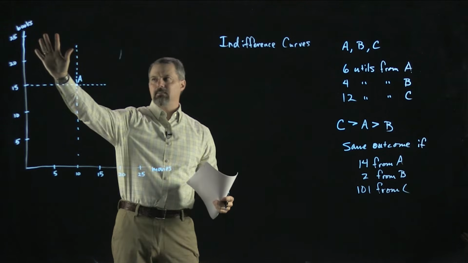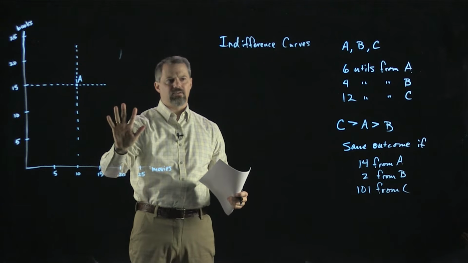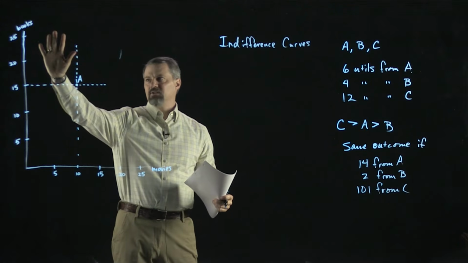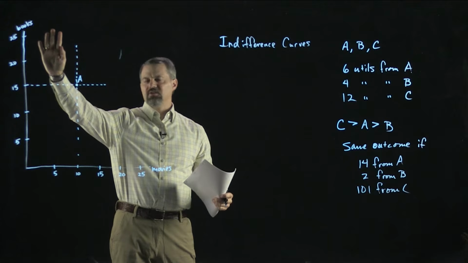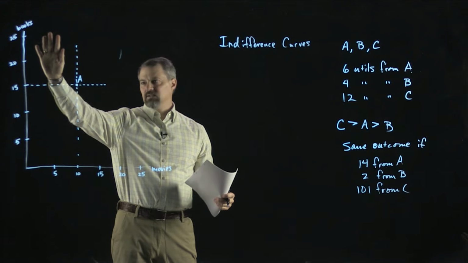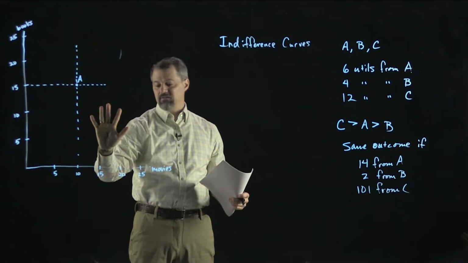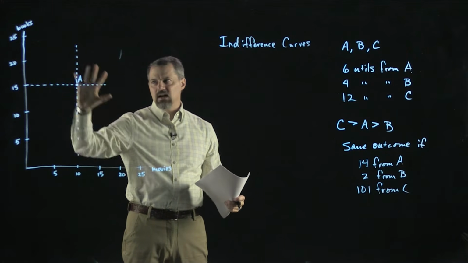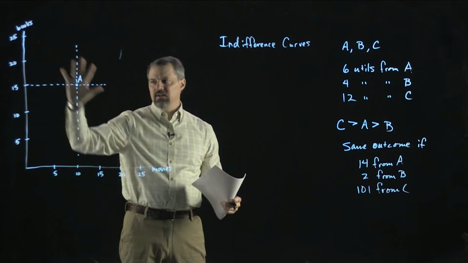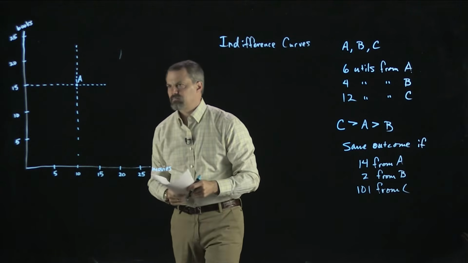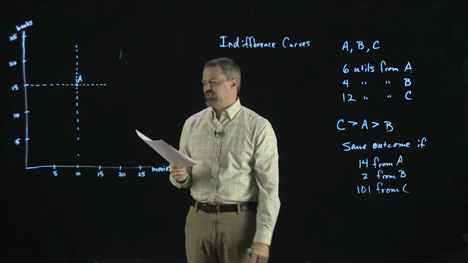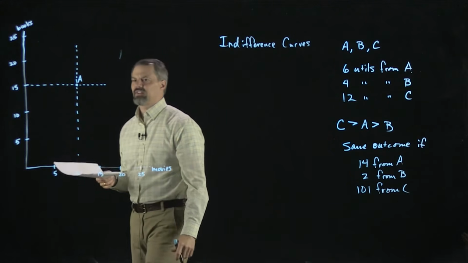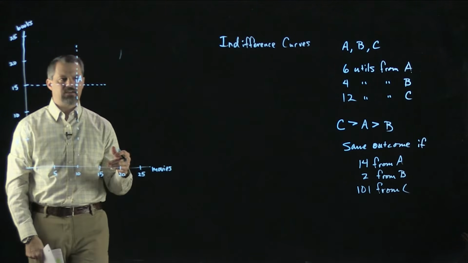Now we can't say anything about these bundles up here or these bundles down here. These bundles up here have more books than A, but fewer movies. And these bundles down here have more movies, but fewer books. So we need to figure out something about these bundles down here and those bundles up there. So what we're going to do is consider a thought exercise.